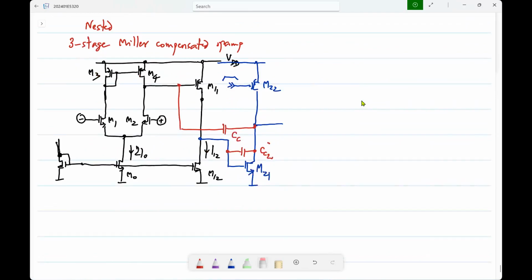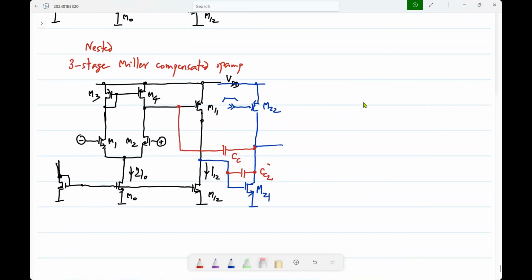Yes, that's correct. Here, the input of the op amp, this will be minus, that will be plus.